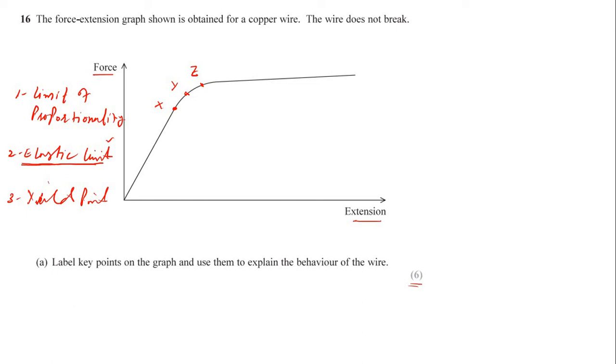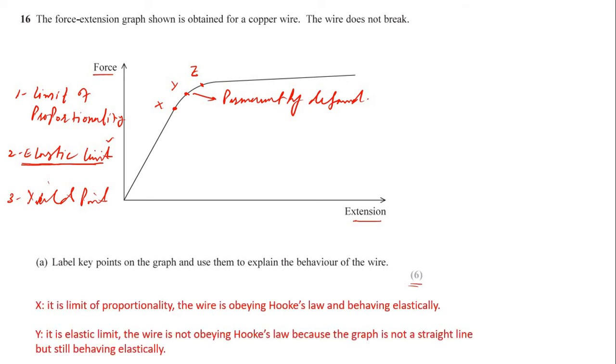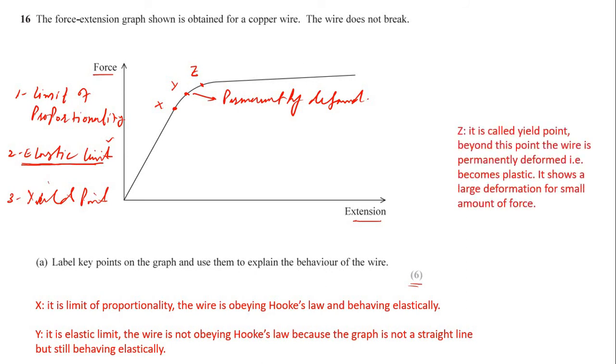After the elastic limit, the material is permanently deformed and cannot return. Then we have the yield point, and after the yield point we have a large extension for a small amount of force. These are typical definitions, and you can write all these definitions or properties, whatever you say about the graph. So X and Y, and this is the Z.